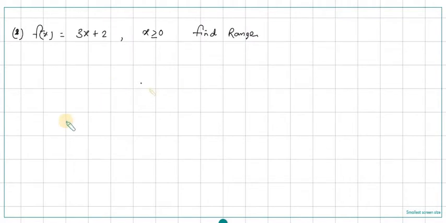Can you please write? 3x plus 2. No, it's not the domain I'm saying. 3x plus 2 is not the domain; it is the definition of the function. Domains are just the conditions on x. So this is the domain given to you, correct?